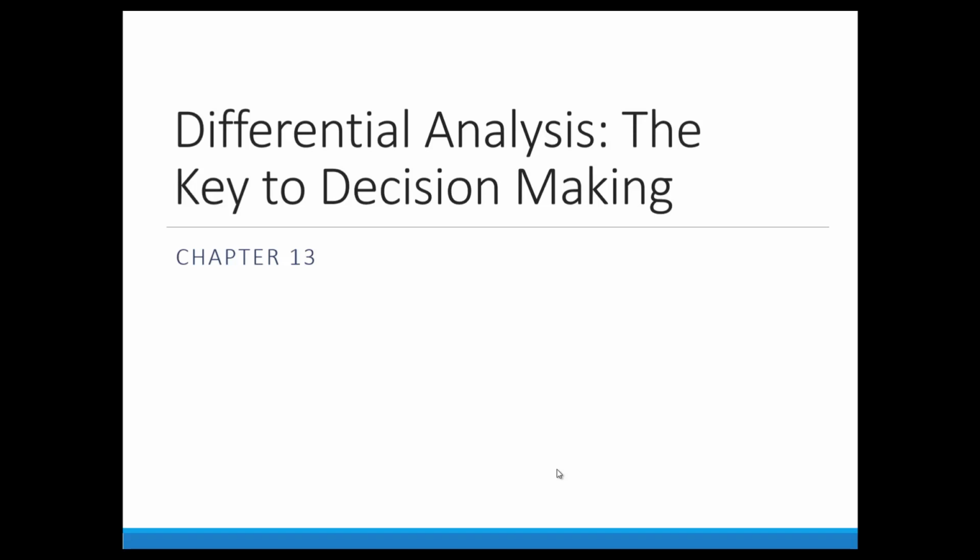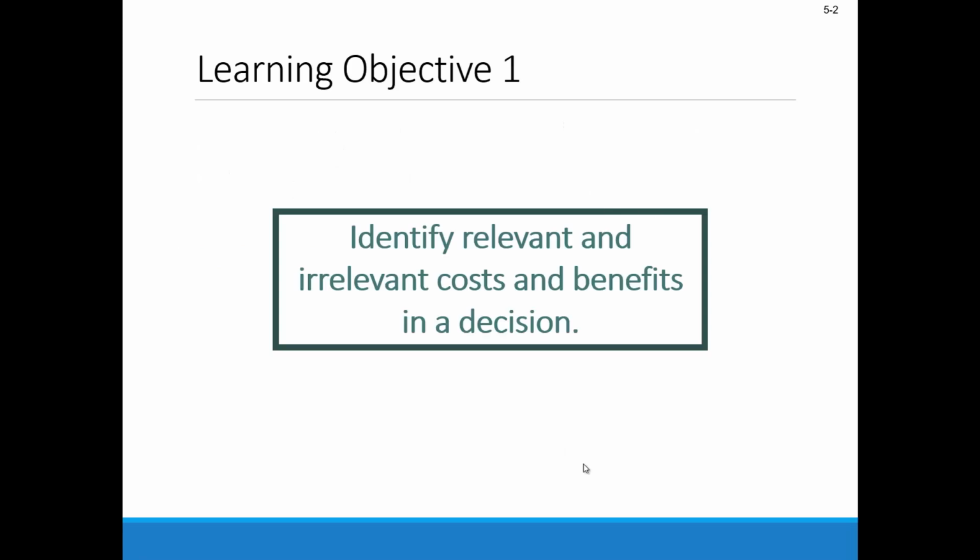One thing I like about the material in this chapter is a lot of these decision-making contexts apply both in and outside accounting. So a pretty practical use for a lot of these things. Just something to think about as we get going. So our first learning objective was to identify relevant and irrelevant costs and benefits in any particular decision.